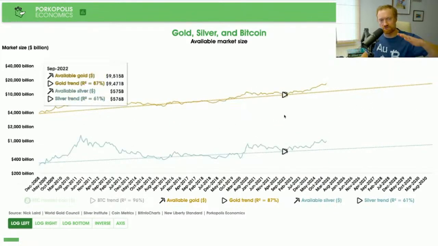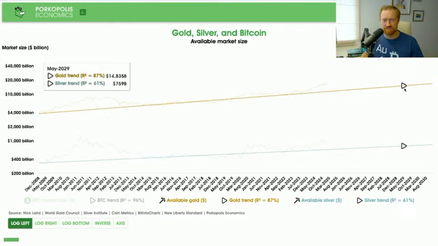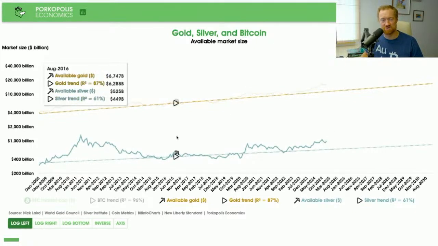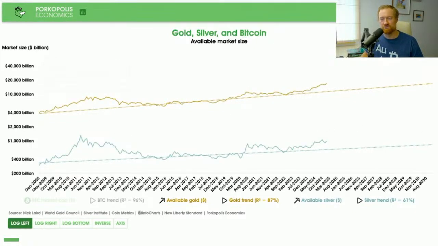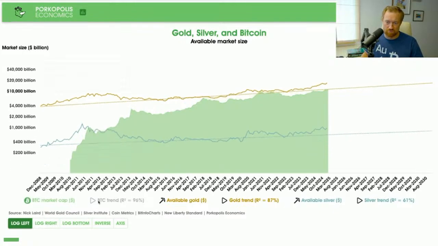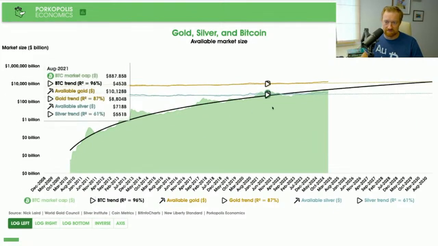It would be a stronger looking slant for gold and silver if I went back to 1971. But it's a gently sloping exponential curve, which on log scale is a straight line. There's gold, there's silver, exponential markets. You cannot tell me that the Bitcoin market is also an exponential market when the best fitting trend line looks like this.